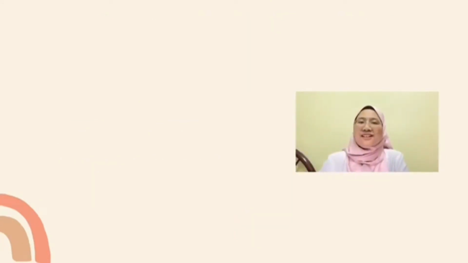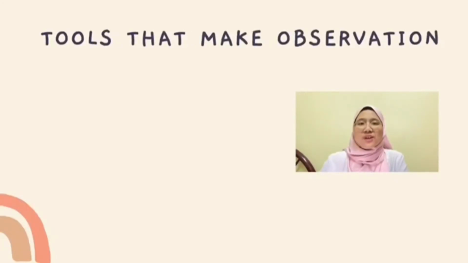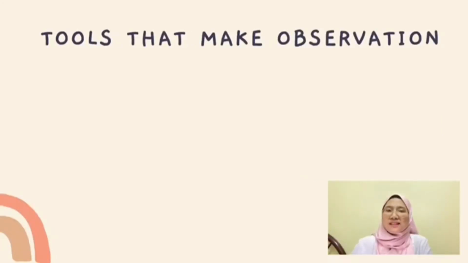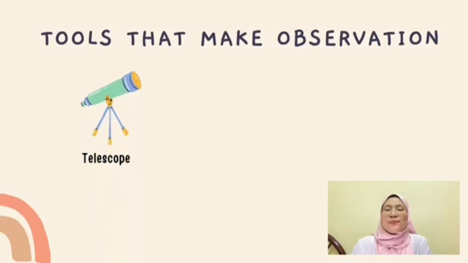Okay, alright everyone, this is the second method of making observations: using tools or equipment. So here are some examples of using tools or equipment to make observations. The first one is the telescope. We use a telescope to see the rest of the universe, such as other planets, the moon or stars.